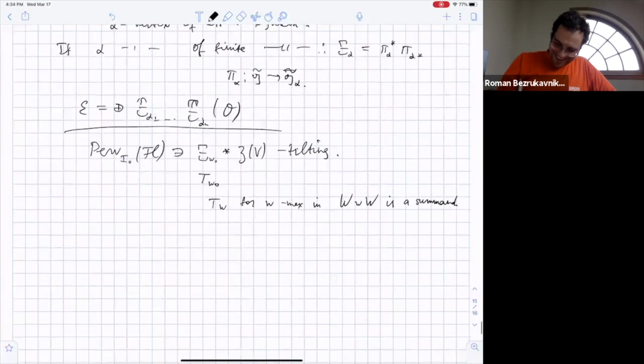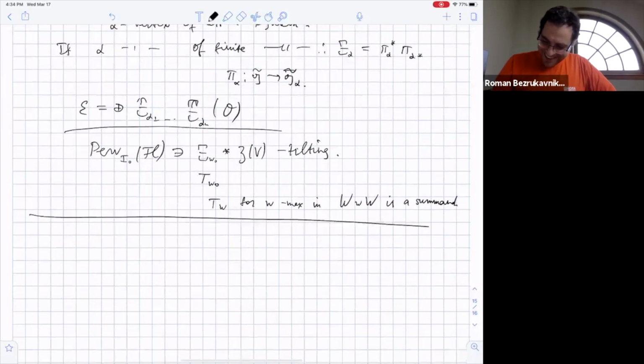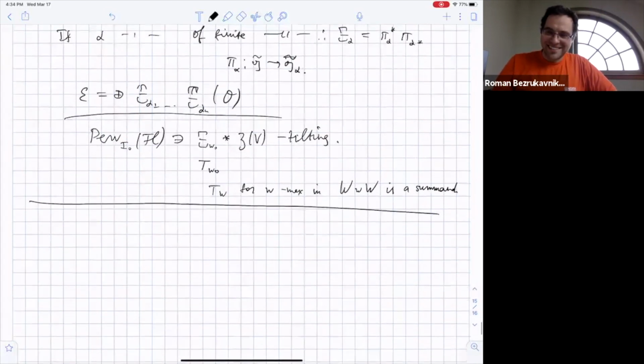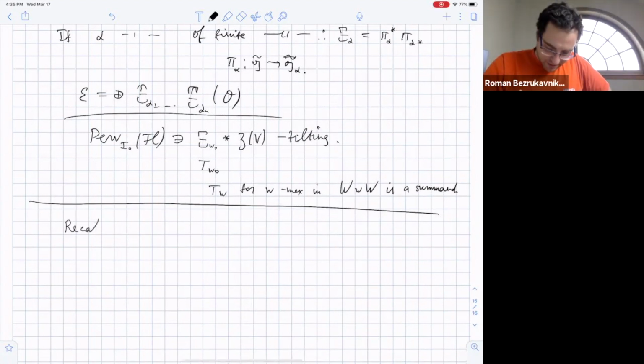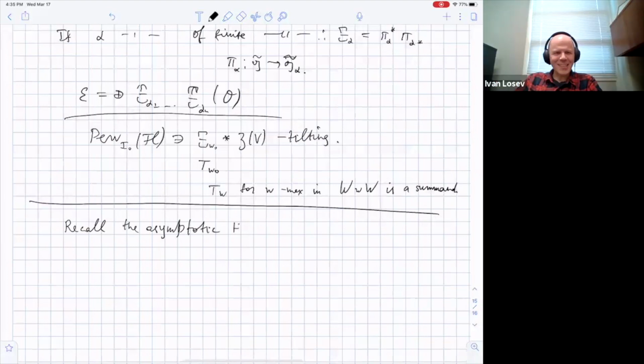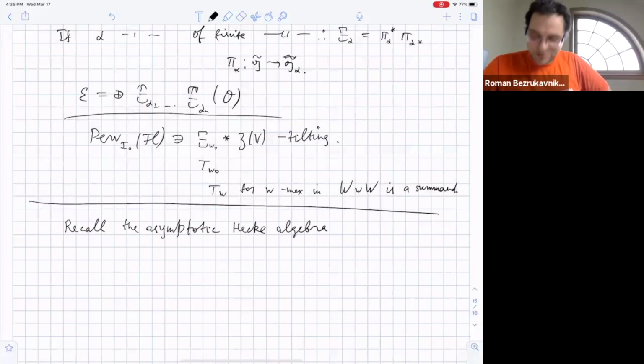I mean, there's a proof, and then there's a stronger statement, a corollary. So maybe let me start with the corollary. Recall the asymptotic Hecke algebra J. Yeah, probably I will not. So you want to say do not recall? No, I want to say that you should recall if you can, but if you can't, I'm not going to help.